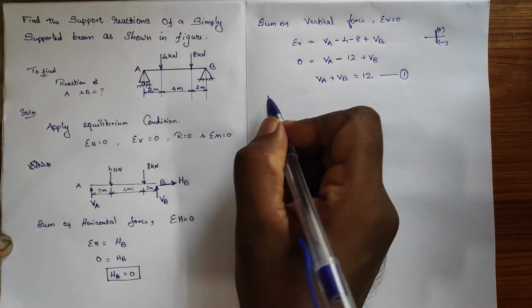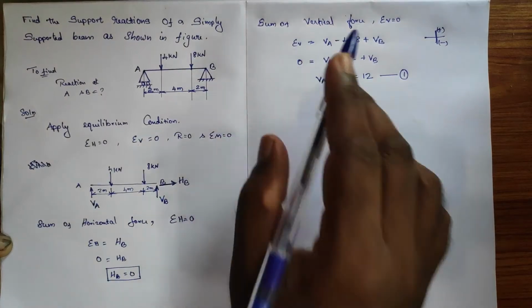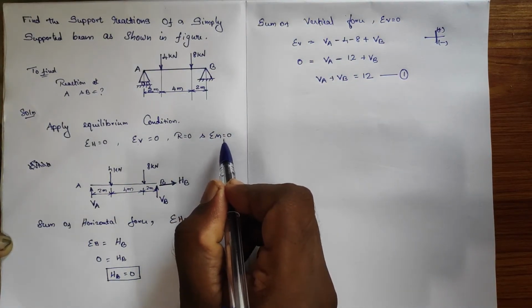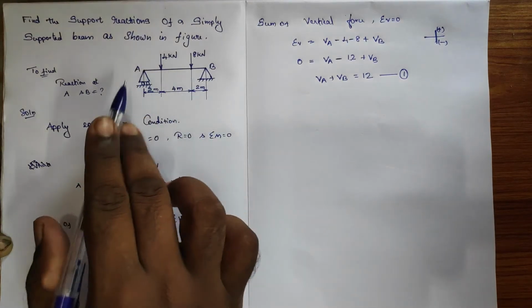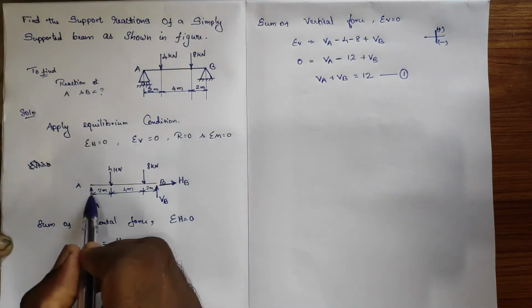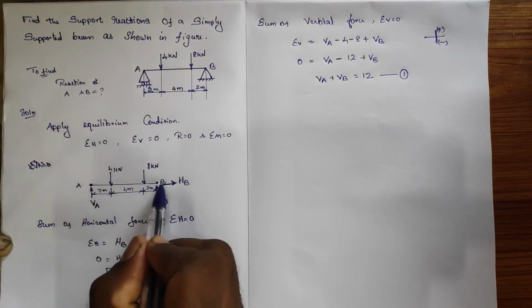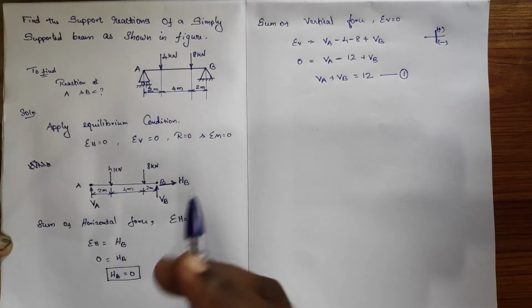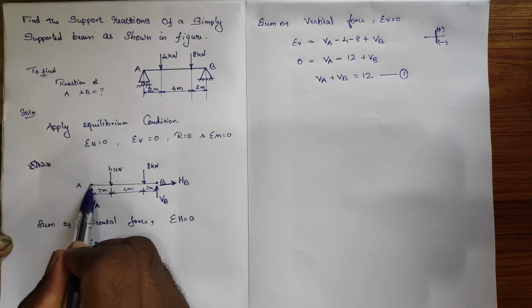Okay, then what we can do? We applied the sum of horizontal force and the sum of vertical force. Next we can apply the sum of moment, which is equal to 0. So in this problem, I am going to take the moment about A, not about B. It's our wish, any point we can take, no issue at all. I am going to take about the A point.